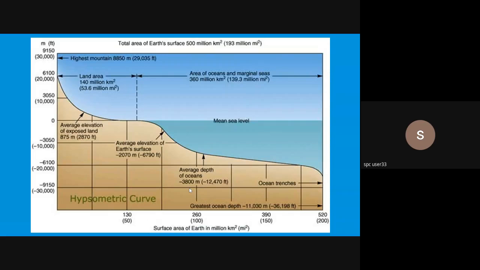So you'll see that different publications are going to show you different levels as such. This could also differ on what is the mean sea level. Different scientists will take different mean sea levels, so that could impact it also. That is something that we have to take into mind. So that's all about the hypsometric curve.